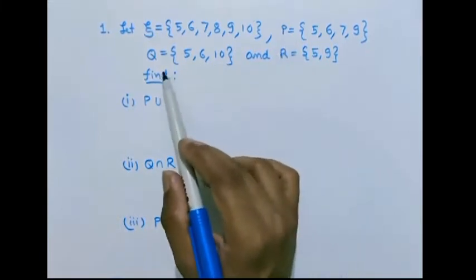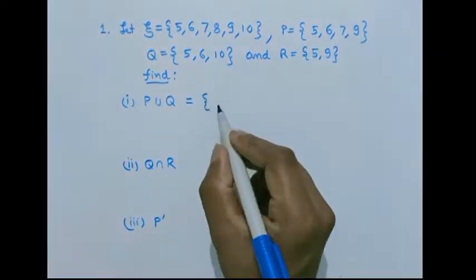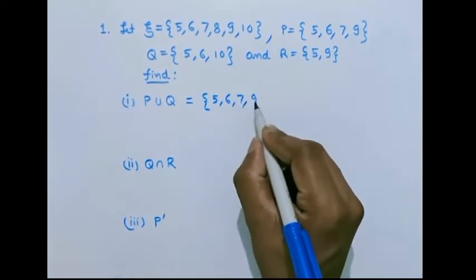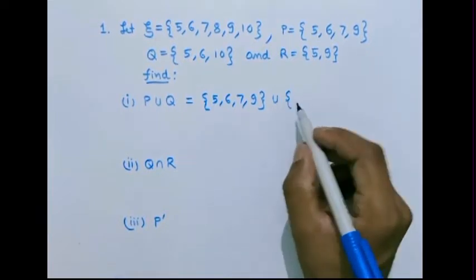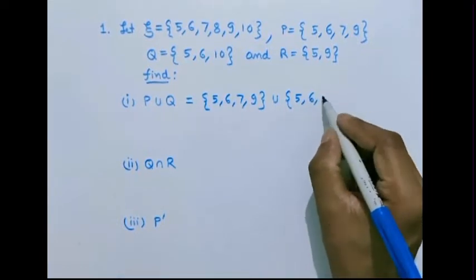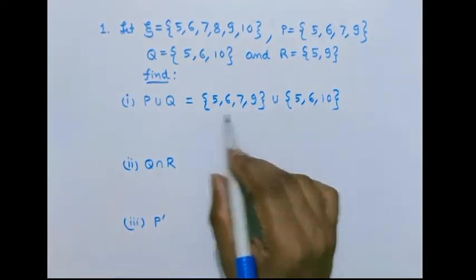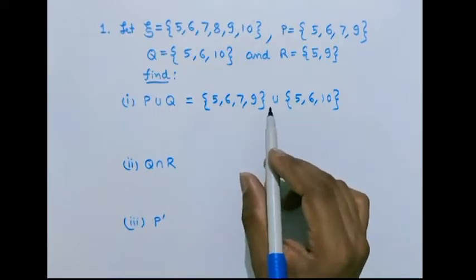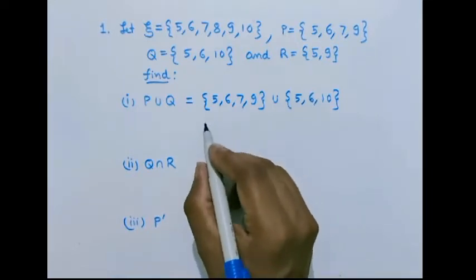Here. And Q? Here. So we can say this is equal to 5, 6, 7, 9 union the elements of Q. So the elements of Q are 5, 6 and 10. So you know what is a union? The elements of either the first set, the second set, or of both the sets.